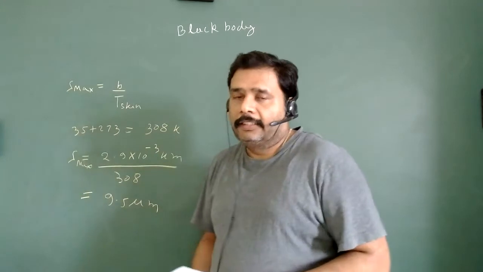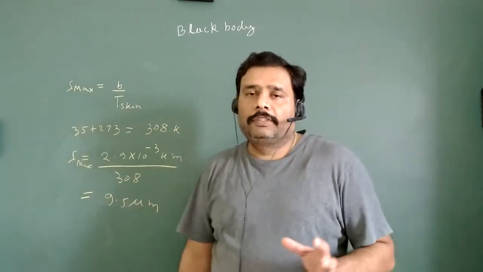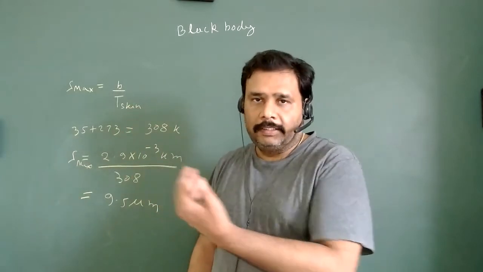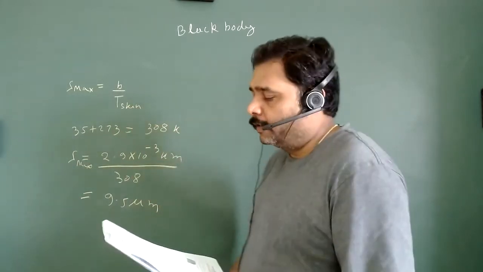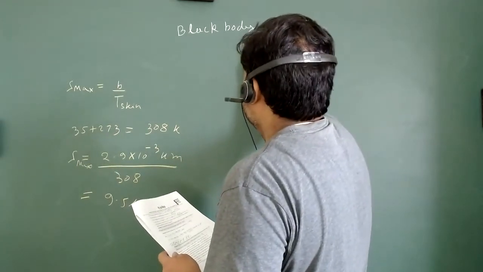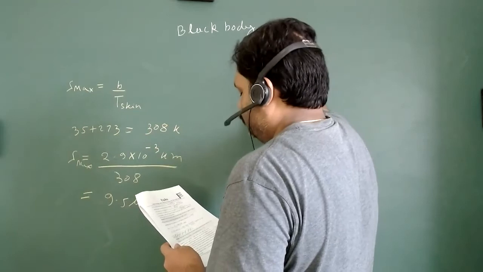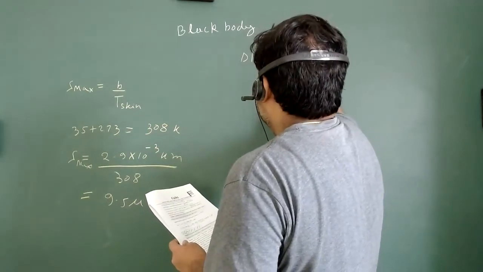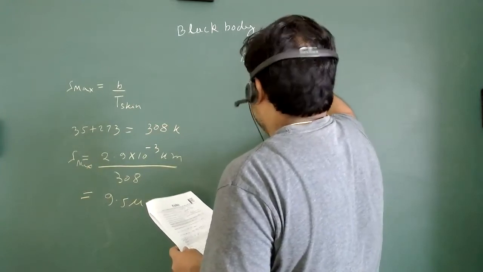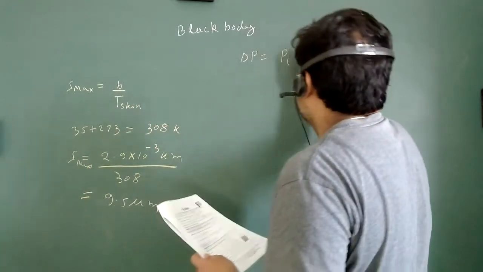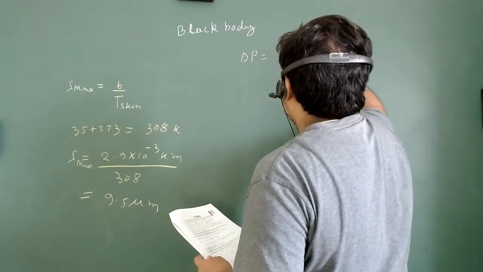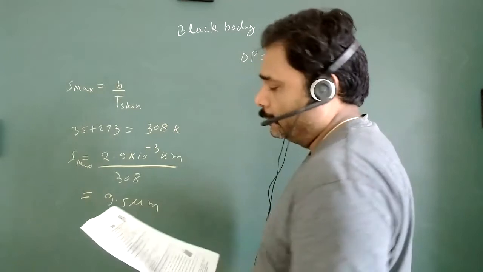The second question is very interesting. First we have to see how much energy the body emits and how much energy it absorbs. So what formula are we going to use? The total change in power is equal to the power emitted by the body minus the power absorbed by the body. So we have to calculate delta P.